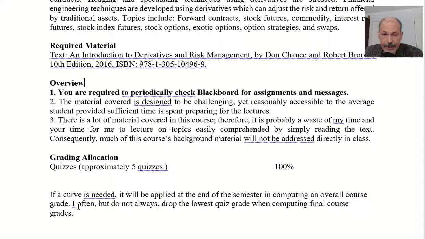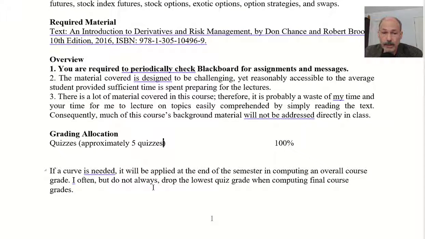Now let's look at the grading allocation. There's 5 quizzes throughout the semester, and that's worth 100% of your grade. If a curve is needed, I'll do it all at the end when I evaluate the overall grade. I usually drop the lowest quiz grade, and this semester, since it's such a short semester in the summer, the course is open book and open notes. You can't communicate with others, but open notes and open book.